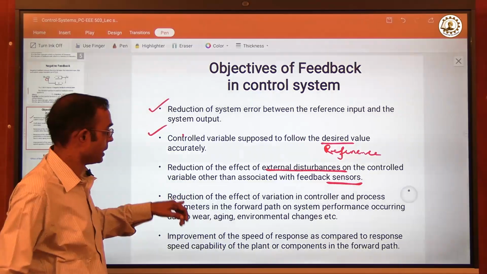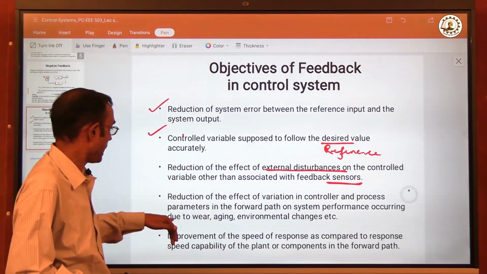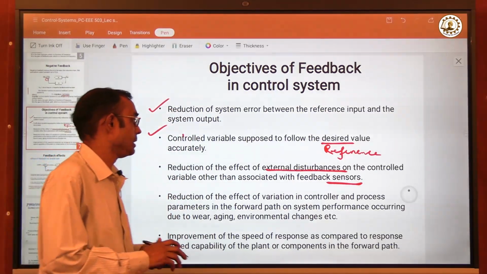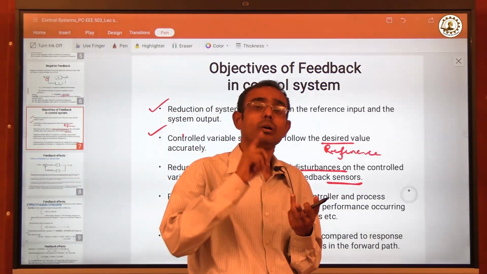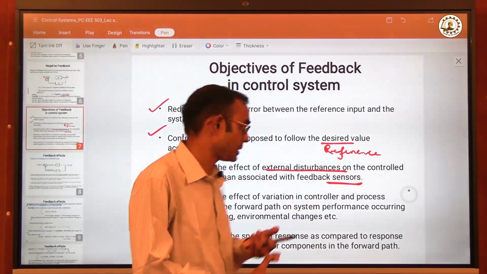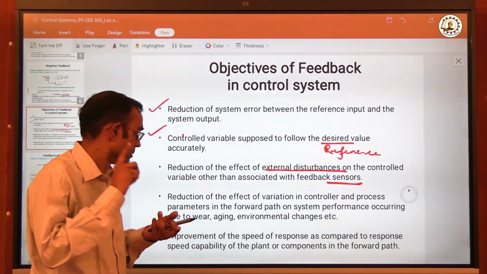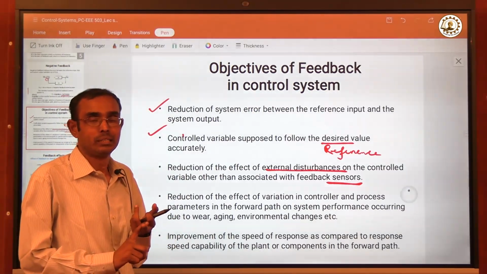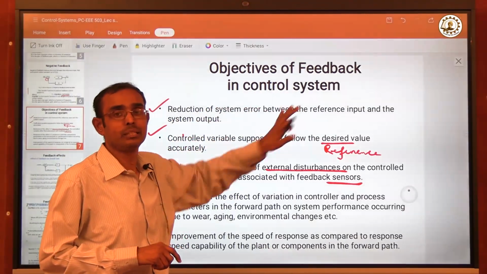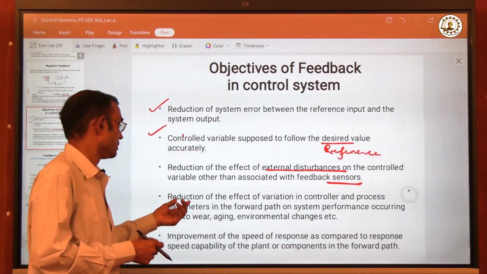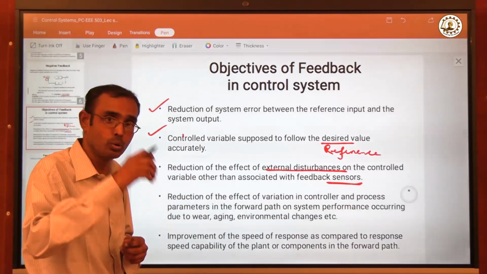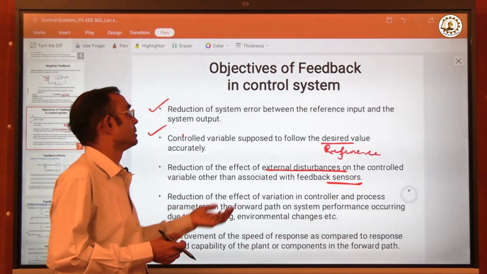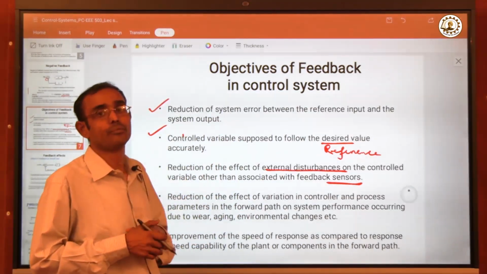Now the fourth one is reduction of the effect of variation in controller and process parameters in the forward path on system performance. That means in the forward path, for the controller or any system parameter of the plant or process under control, variation from the ideal value is not desired. So the objective of using feedback is that the reduction of the effects of all those variations should be accomplished. So therefore this is another objective of feedback.